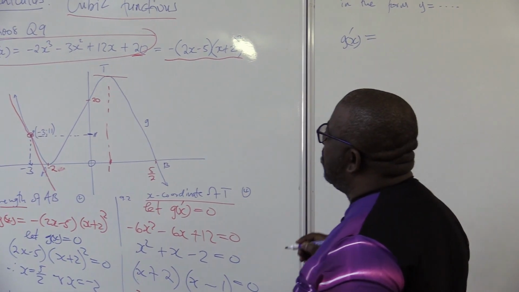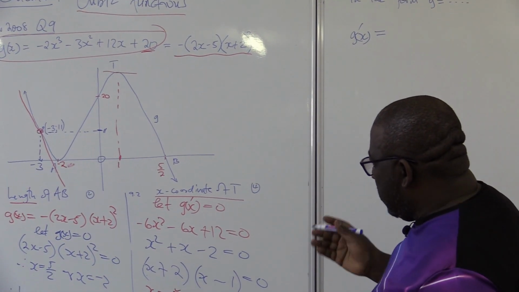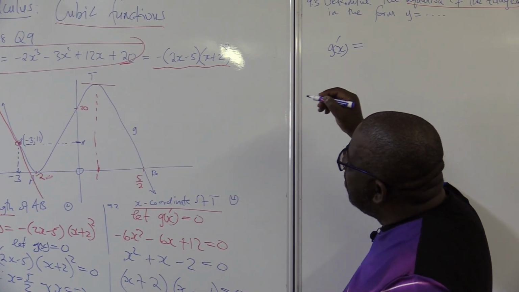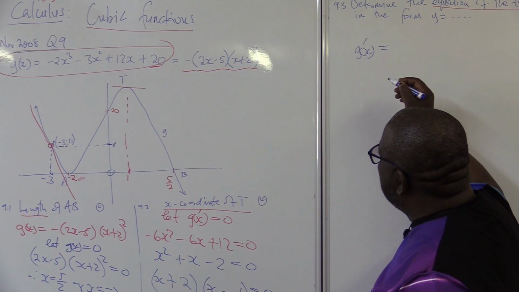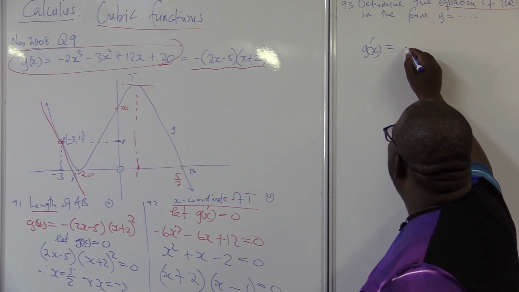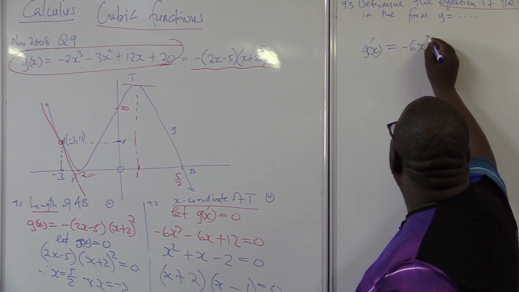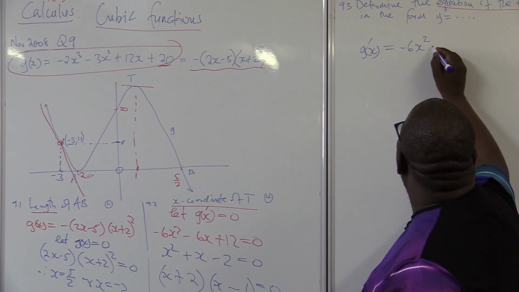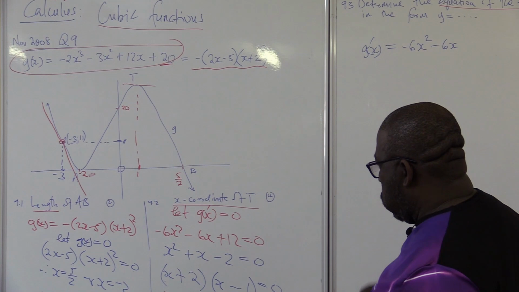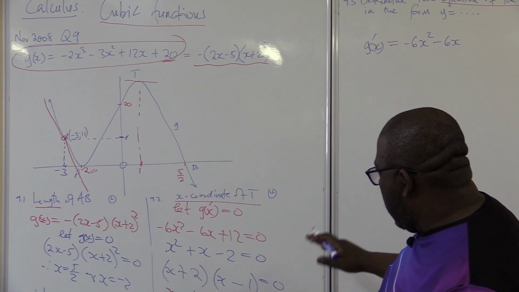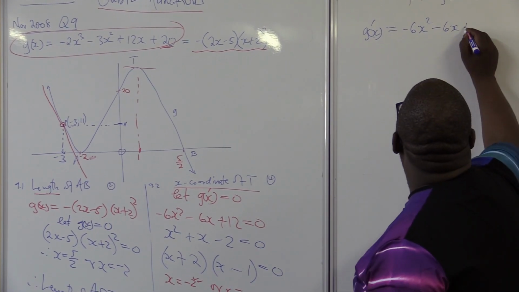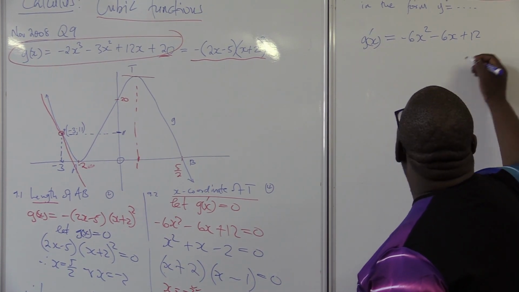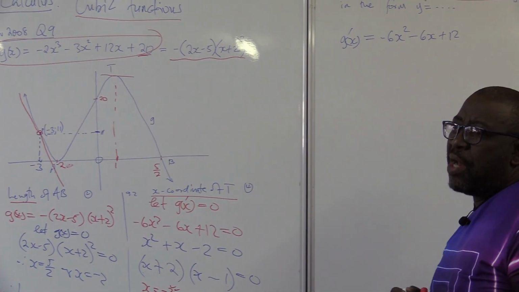It will be equal to, I think we've done it somewhere, I don't see it, but let's do it again. It will give us what? Minus 6x squared. Let's move on. Another minus 6x. Plus 12. This is the gradient. This is the average gradient.